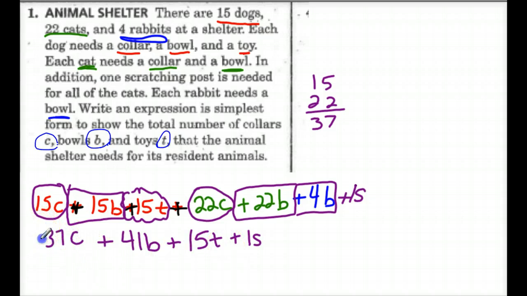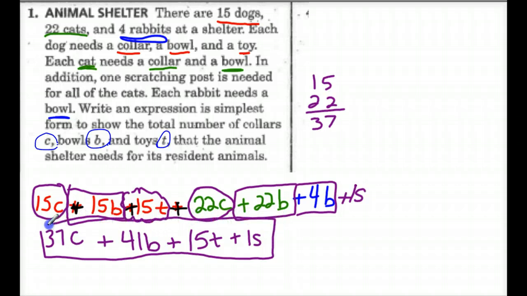So our final answer is going to be 37 collars, 41 bowls, and 15 toys. And I'm adding on that 1 scratching post because in my opinion, scratching post doesn't fall into the toys category. So we're adding that 1 scratching post, 1S. And that should be your final answer.